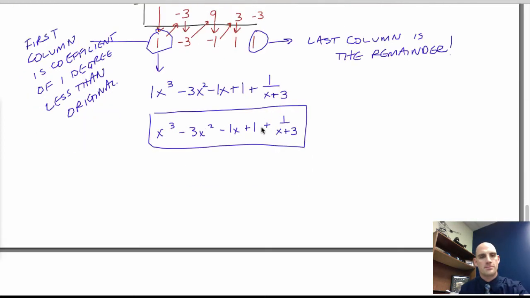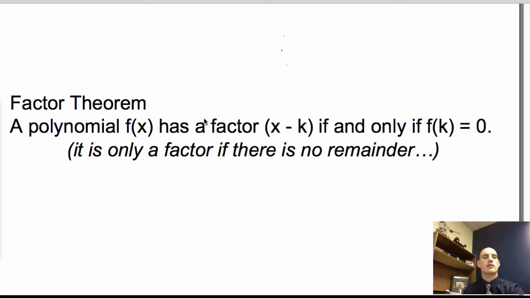Let's do another example. So we're going to start with the factor theorem. The factor theorem talks about when you divide the polynomials using synthetic division or regular division, if you have a remainder of 0, then it's an even division. That means it's a factor. Okay, and so there's nothing extra on the end. It would just be an even division.